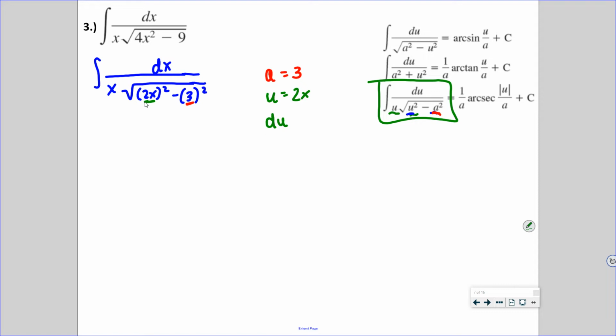So here I'd want to still do this. du/dx is 2. Solving this for dx, I get 1/2 du is the same as dx. Okay, so let's substitute in what we have here. Just like before, I'm going to bring that 1/2 constant out front, just like I normally do with u sub.